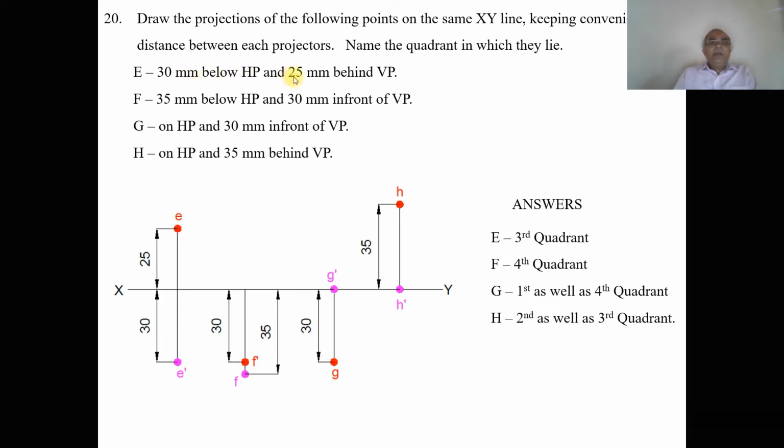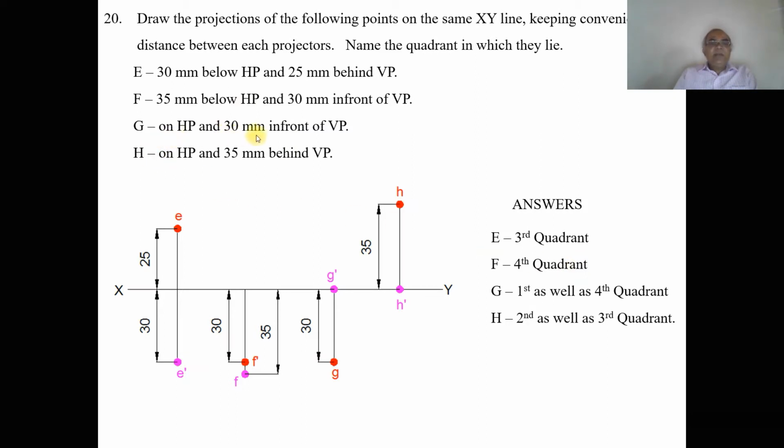30 mm below HP and 25 mm behind VP. The condition is below HP and behind VP, so obviously the point capital E should lie in the third quadrant. So E is in third quadrant. Similarly, capital F, 35 mm below HP and 30 mm in front of VP. Below HP and in front of VP always lies in the fourth quadrant. This is the condition for the fourth quadrant, that is below HP and in front of VP. So obviously capital F should lie in the fourth quadrant.